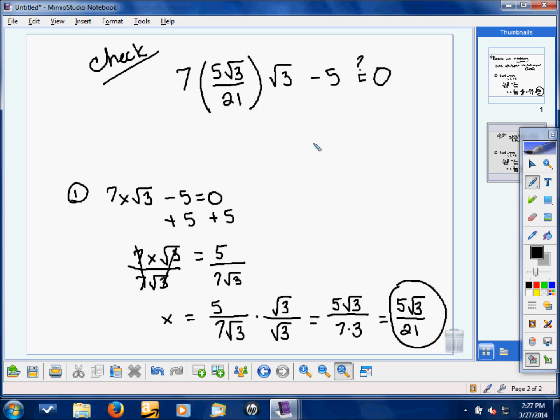How would you get 2 different ones if you're using the same rule? Some of the problems will show us how to do that. So for this one, we only got 1, and we just need to check it.